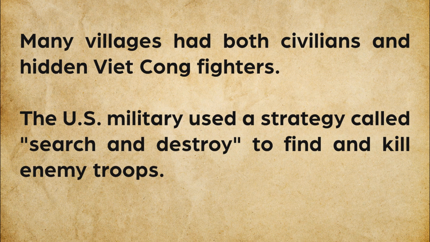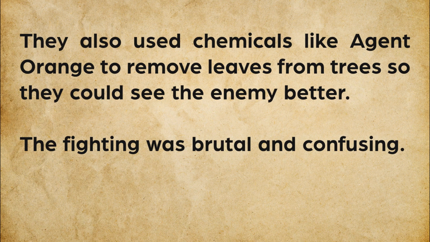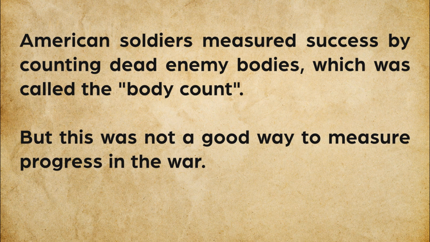The U.S. military used a strategy called search and destroy to find and kill enemy troops. They also used chemicals like Agent Orange to remove leaves from trees so they could see the enemy better. The fighting was brutal and confusing. American soldiers measured success by counting dead enemy bodies, which was called a body count. But this was not a good way to measure progress in the war.